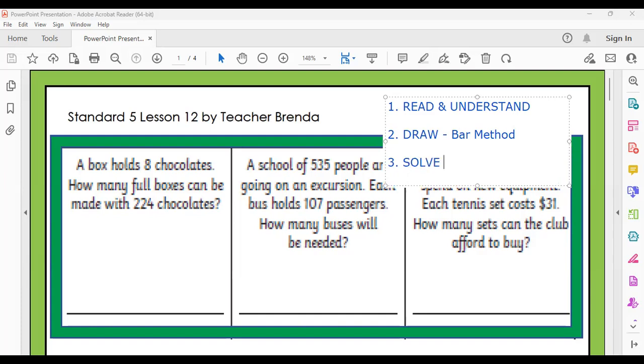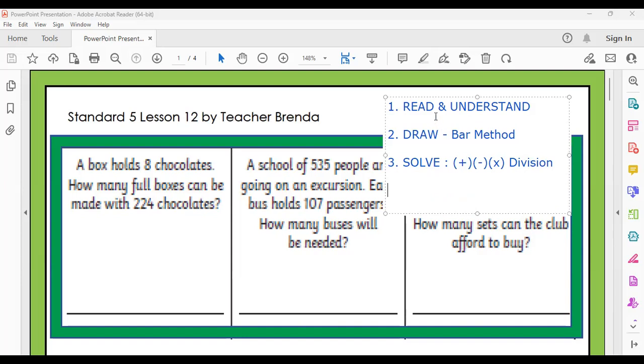You do not straight away go and say, oh, I must do this and that. Now, what is solving? It is whether you want to use addition, subtraction, multiplication or division. You choose. What do you want to do? But what you want to do or what your choice is depends on your understanding, yeah? Okay? So first you read, you understand, you draw to help you understand, you solve.